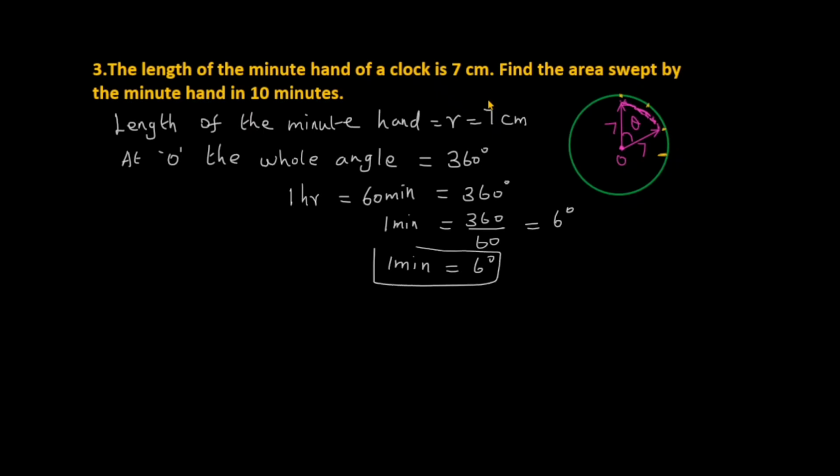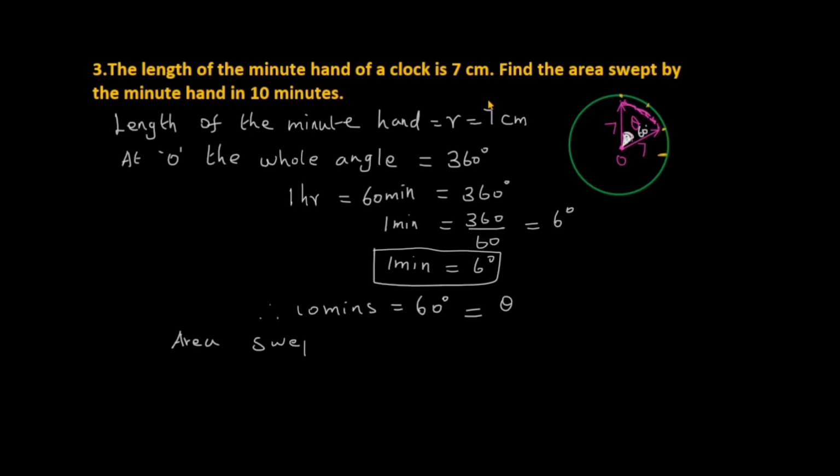So in 1 minute, the minute hand can cover 6 degrees. So 10 minutes it can cover 10 into 6, 60. This is our theta. So the angle we got is 60 degrees. So in 10 minutes, the minute hand can cover 60 degrees. For 1 minute it is moving 6 degrees, so for 10 minutes 60 degrees. This is our theta.